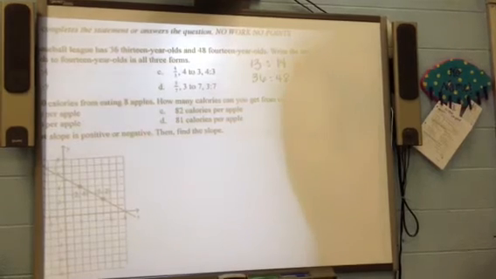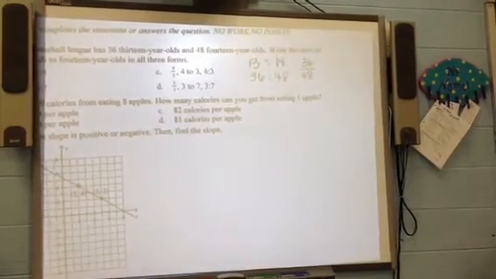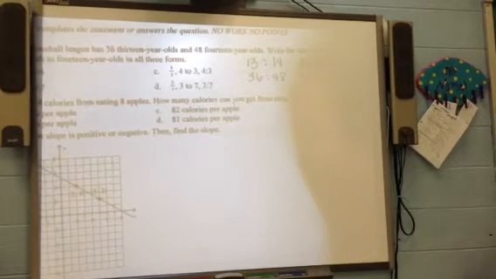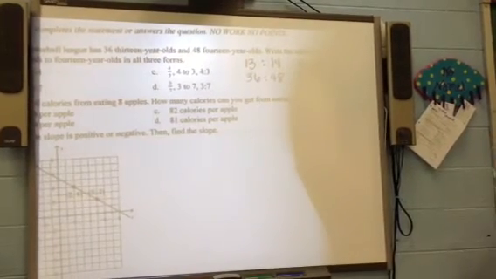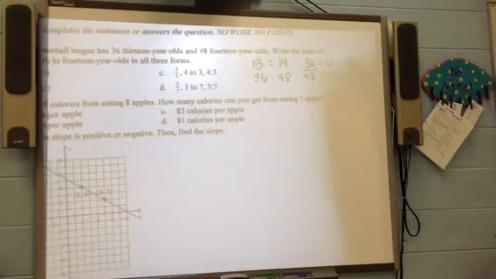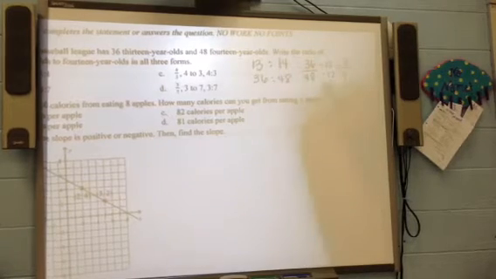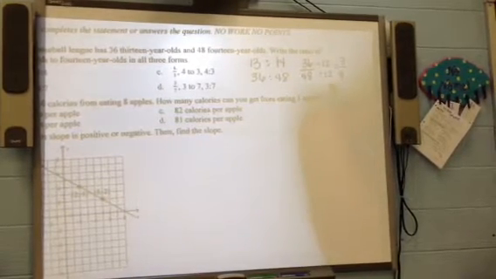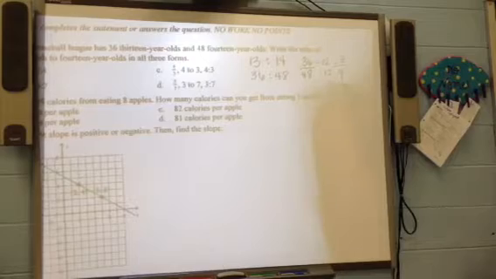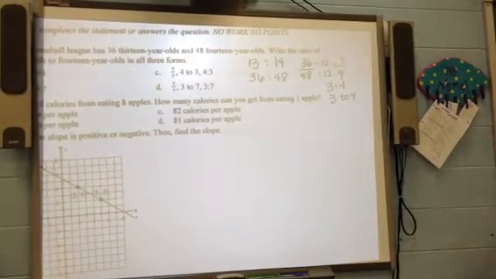So let's put it in a fraction and simplify it. 12 can go into both of them, so I'm going to divide both top and bottom by 12. 36 divided by 12 is 3. 48 divided by 12 is 4. So my ratio is 3 to 4. It can be written as 3:4, or the words 3 to 4, which matches answer choice A.